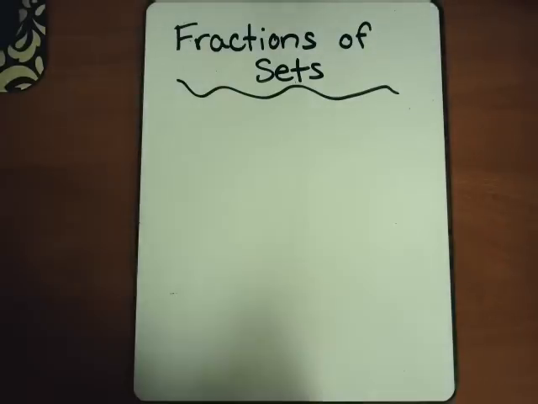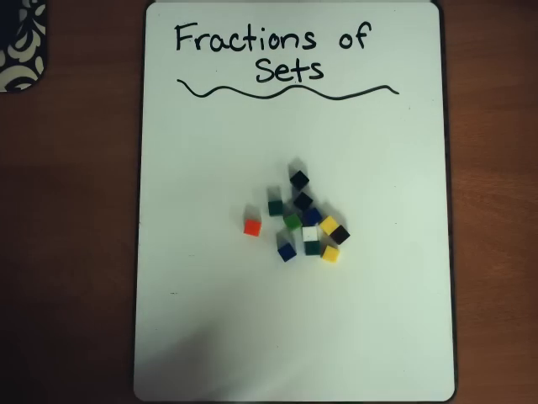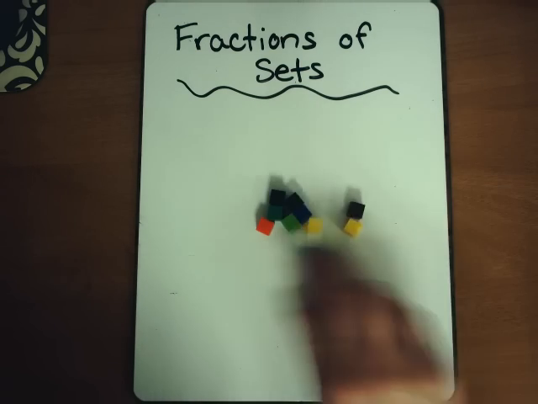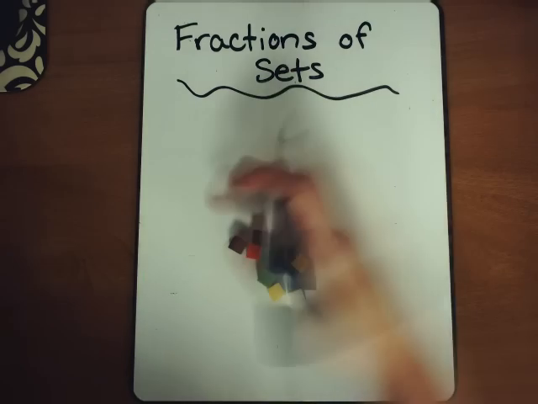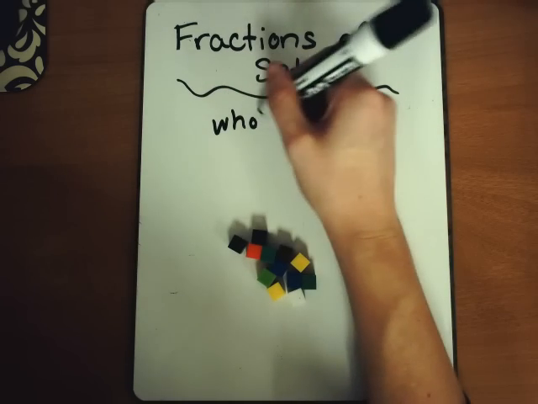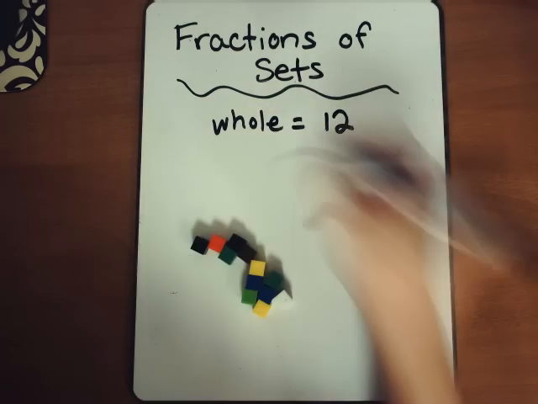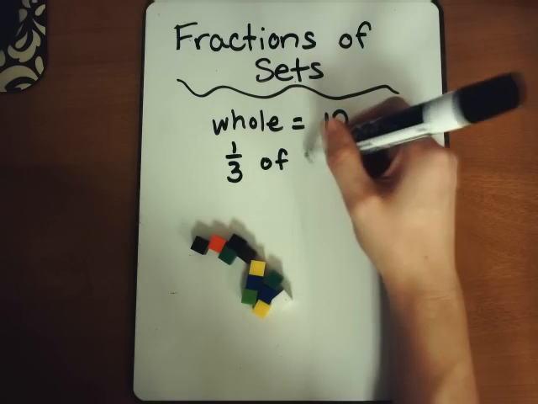All right, so I want you to just watch me as I work through this first one. I'm going to start off here with some manipulatives, some cubes, and this will be my whole when we're thinking about the fraction. So I have the whole, which is 2, 4, 6, 8, 10, 12. Okay, so my whole is equal to 12. I want to find out what 1/3 of the whole is, or 1/3 of 12.